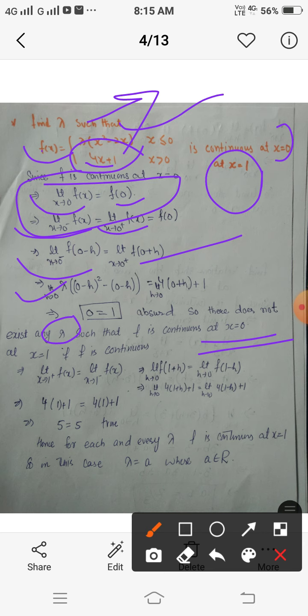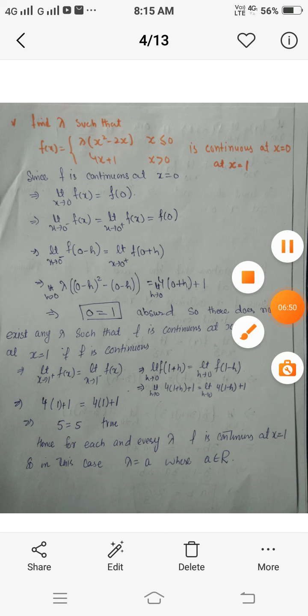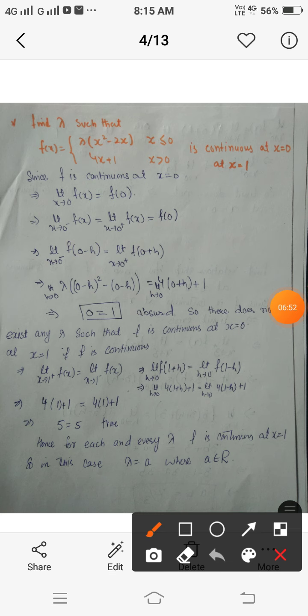Similarly, it is also given that at x equals 1, the function is continuous. So left limit equals right limit, because continuity means the limit exists. Limit exists means left limit equals right limit. That is, limit x tends to 1 positive, f of x equals limit x tends to 1 negative, f of x. That is, limit h tends to 0, f of 1 plus h equals limit h tends to 0, f of 1 minus h.